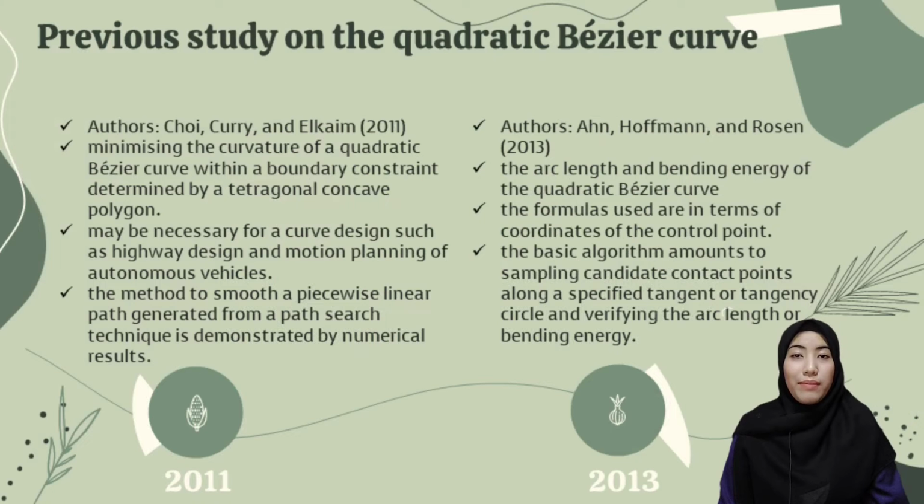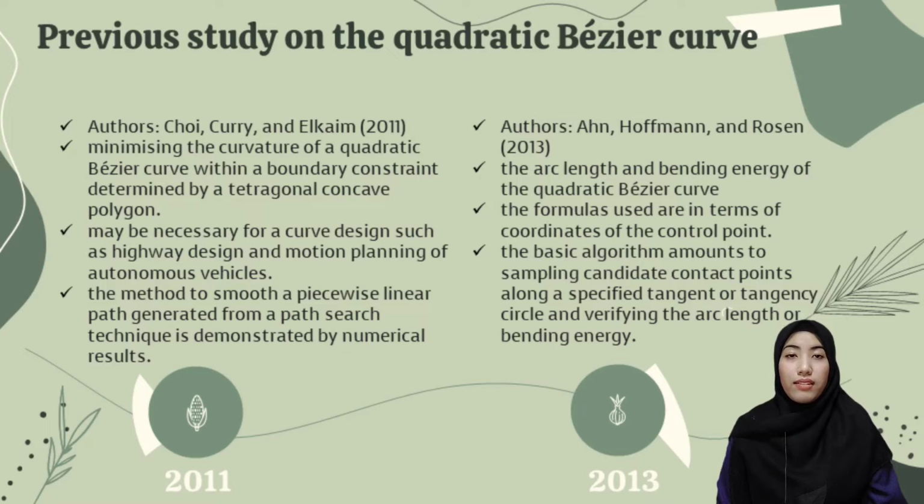Chapter 2, we look at the previous study on the quadratic Bezier curve. This literature review represents Choi, Curry, and Elkaim 2011, who analyzed the problem of minimizing the curvature of a quadratic Bezier curve within a boundary constraint determined by a tetragonal concave polygon. Minimizing the maximum curvature may be necessary for a curve design such as highway design and motion planning of autonomous vehicles.